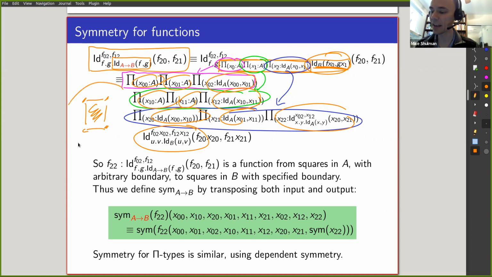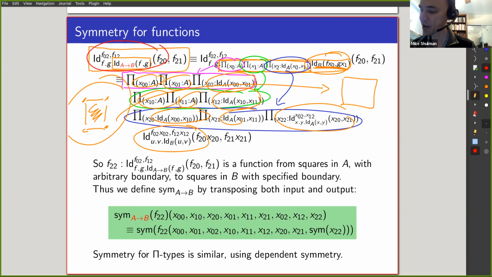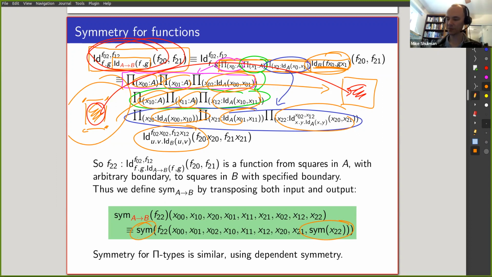It basically says, given any square in A, I know what to do to its boundary to give me a square in B. And then the particular square in the function type says, given what happens on the boundary, I tell you how to map this square to that square. And so if we want to compute symmetry on it, we just conjugate this operation by symmetry on a square. First, we do a symmetry in A, then we apply the function on squares that we had before, and then we do a symmetry in B to the result.